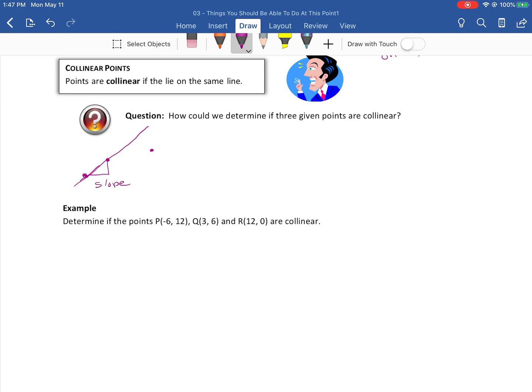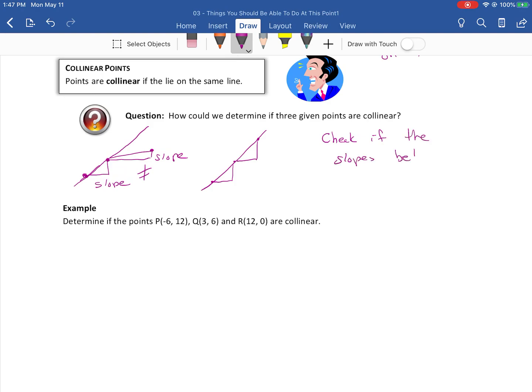For that to be true, this slope and this slope would have to be different. If they're on the same line, the slopes will be the same. So think of a line where 3 points are all on the same line. Then we'd get the same slope here, the same slope to here. We'd always get the same slope if they're on the same line. So how can we determine if 3 points are collinear?